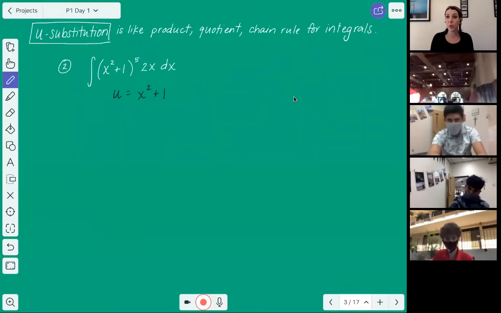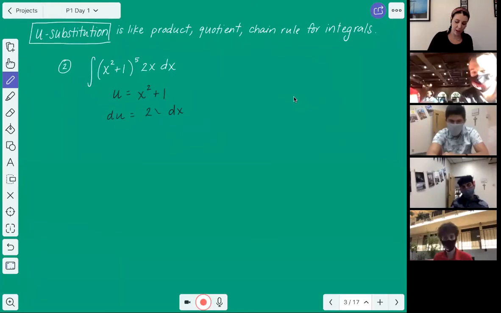And now what we're going to do is take the derivative of u with respect to x, but we're going to write it in our differential form. Meaning instead of writing du over dx, I'm going to write du equals, and my dx is going to end up on this right side. Just like we did on the previous example. So now I'm just taking the derivative of x squared plus 1. For the derivative of x squared plus 1, I get 2x. So our differential form is du equals 2x dx.